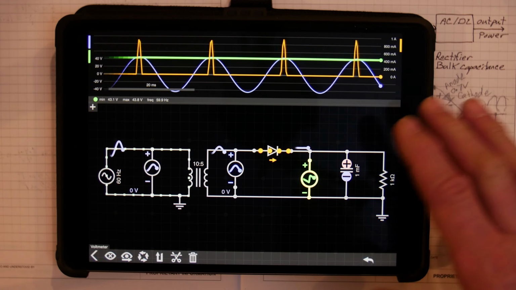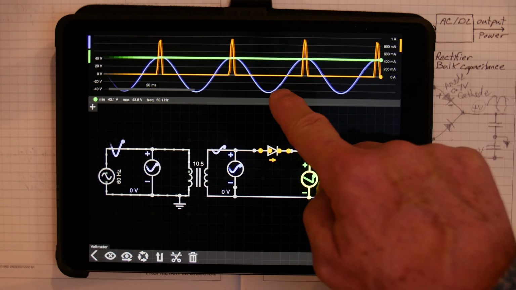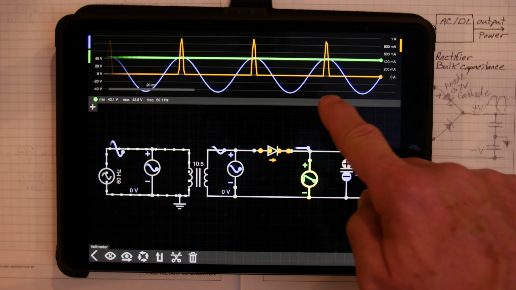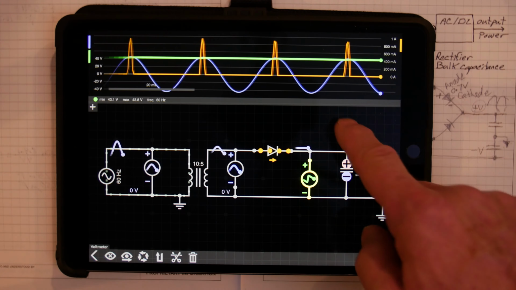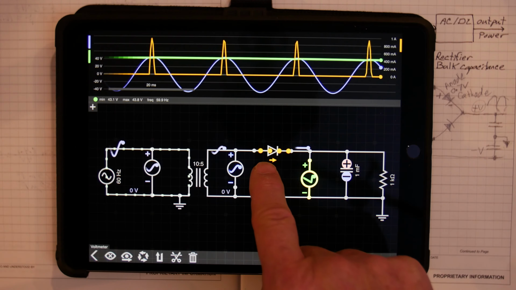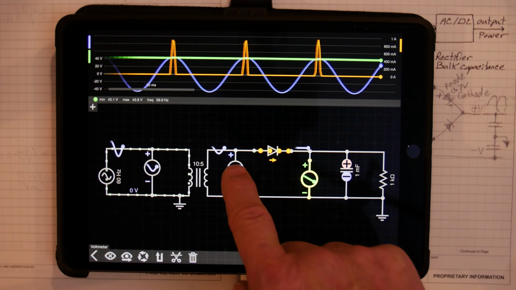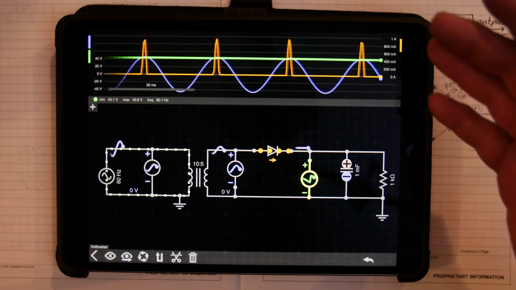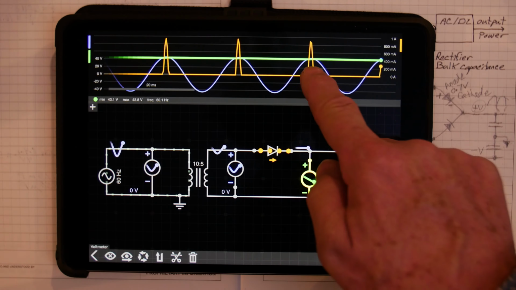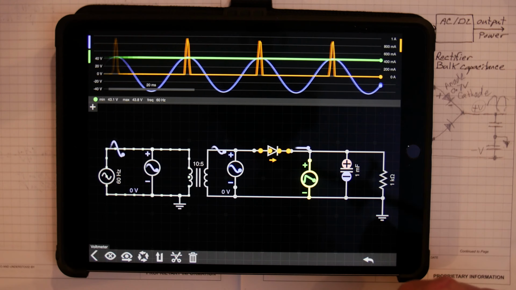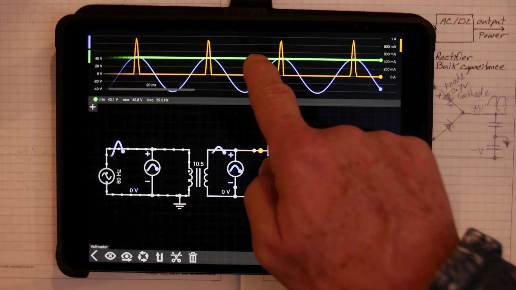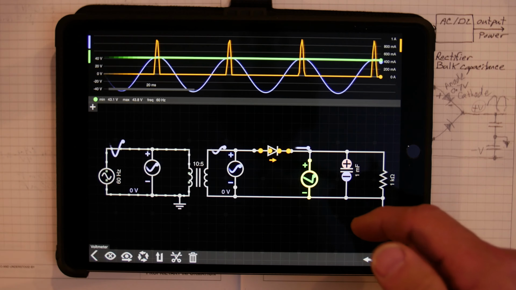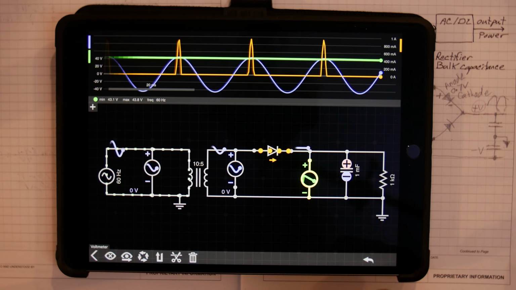Okay, so how do we improve on this? Well, see these purple waveforms down here, the bottom ones? We're only halfway rectified right now. We're only taking one of the pulses from the AC and sending it to the load. This other negative pulse, nothing's happening. We're only taking current on the positive side of the pulses. That's one cycle. One cycle is about 16.7 milliseconds.